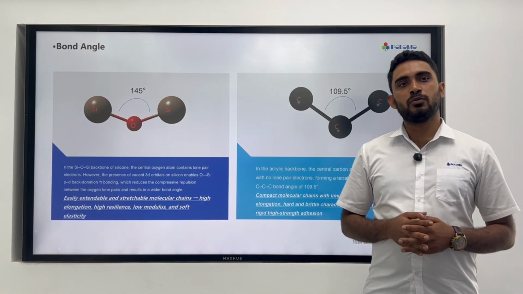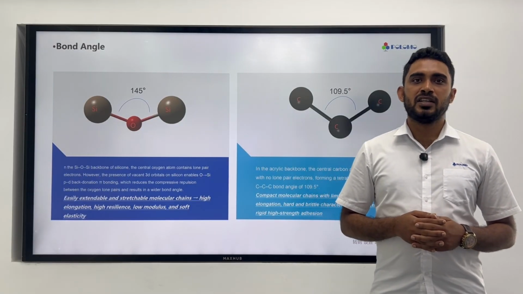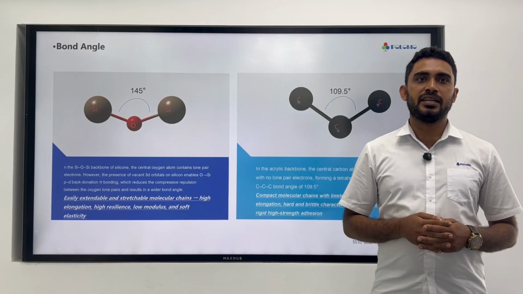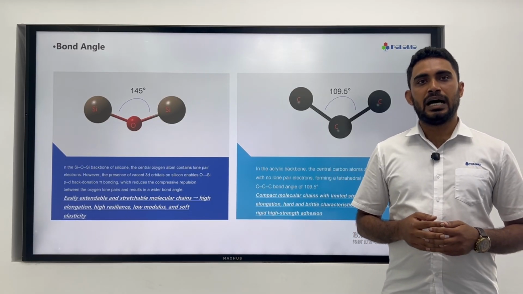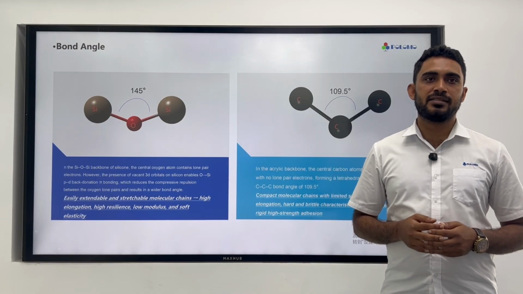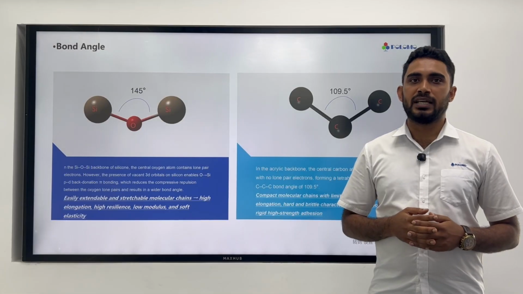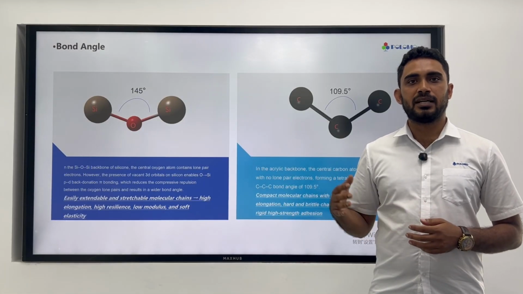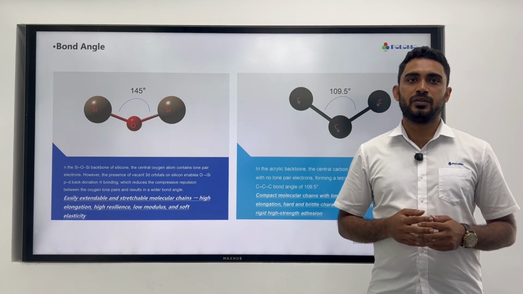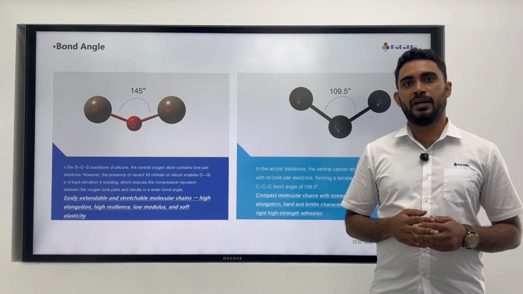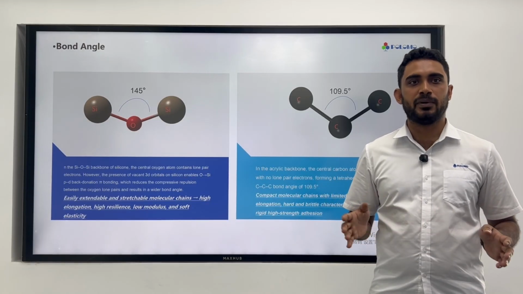In acrylic, the carbon-carbon bond angle is 109.5 degrees, a standard tetrahedral angle. The chain is much more compact and rigid. Low elongation, hard and brittle characteristics, high modulus. So when you have a large curved display or a screen that undergoes thermal expansion and contraction, silicone can move with it. Acrylic resists movement, which can create stress points, eventually bubbles or delamination.